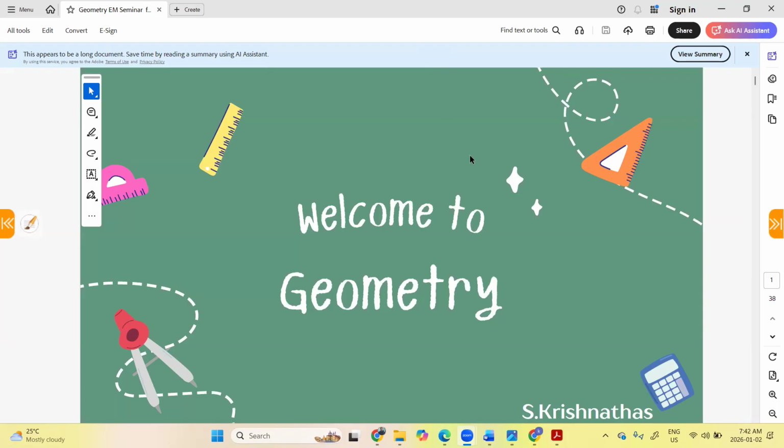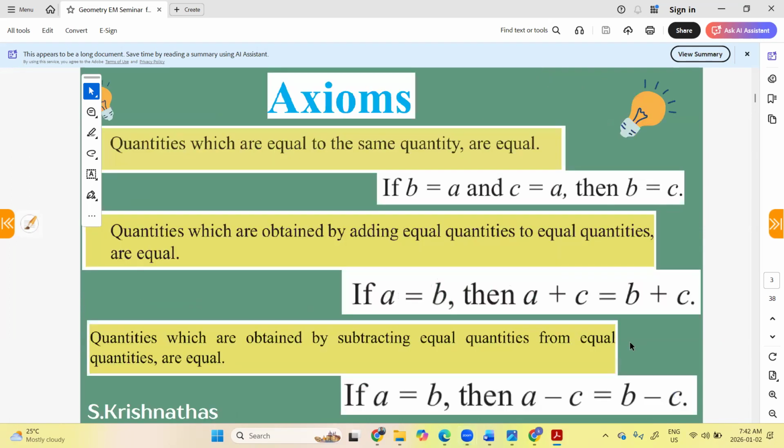Okay, so we can start the concept of geometry from the axioms, okay? You know these axioms, students. What is the first one? Take the first one. Quantities which are equal to the same quantity are equal. Okay. For example, A equal to B and B equal to C. What is the conclusion? One more time.